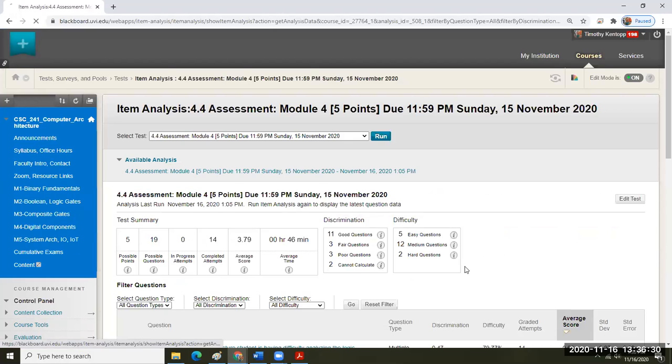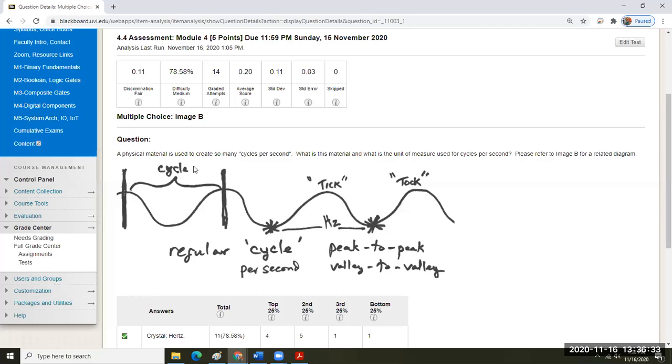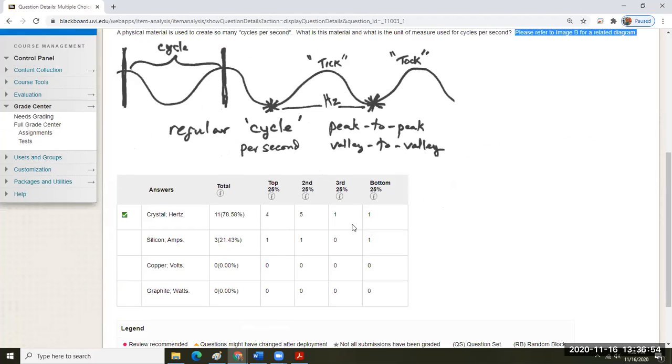A physical material used to create so many cycles per second. What is the material and what is the unit of measure used for the cycles per second? Please refer to image B for a related diagram. So cycles per second, I give you a hint right here. What is this an abbreviation for? Hertz. Yeah, all the other units don't match. It's not A for amps, it's not V for volts, it's not W for watts, it's Hz, hertz, right? Cycles per second, and it's crystal.